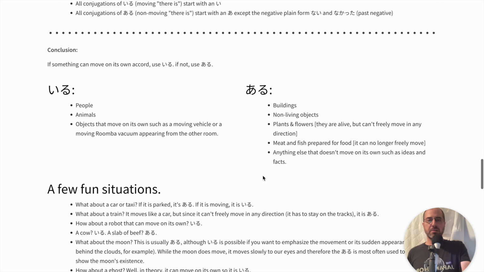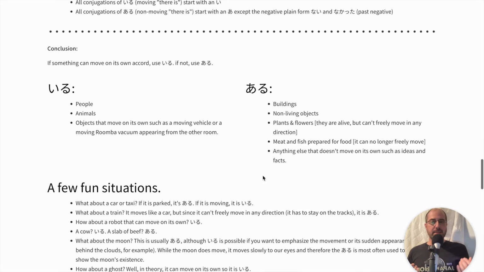Okay, so in conclusion, what does iru mean? When is it used? It's used with people that are alive and moving, and animals that are alive and moving, and objects that move on their own. And this is kind of interesting. Like a moving vehicle can be iru as well as aru. It depends on the person. A moving Roomba vacuum, or we have a robot mower in our backyard, and it moves, and when it comes, it's iru to us.